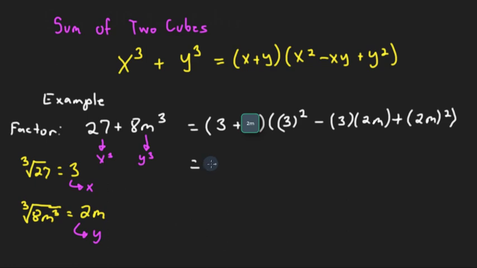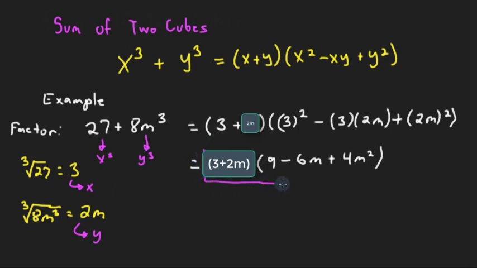Now we can process it so that it's cleaner. That becomes 3 plus 2m. Let's execute these operations: 3 squared is 9, minus 3 times 2m is 6m, plus the square of 2m is equal to 4m squared. So this is the answer. That means 27 plus 8m cubed can be factored as 3 plus 2m times 9 minus 6m plus 4m squared.